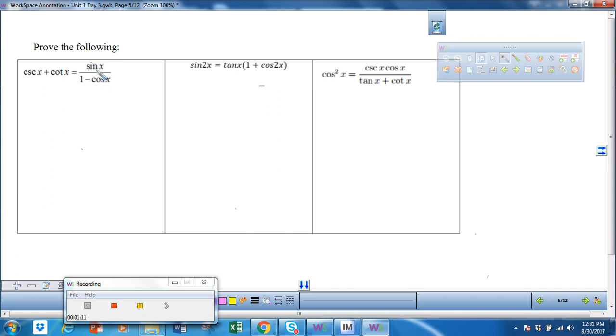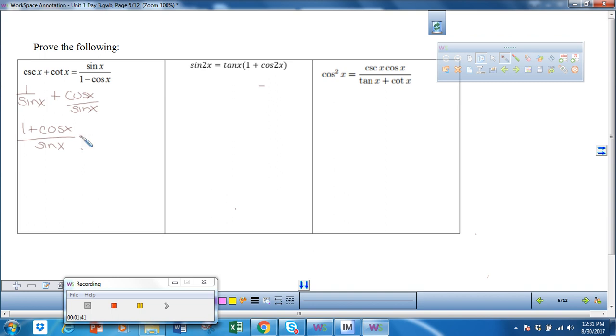Since this is already in terms of sine and cosine, I'm going to start by trying to simplify the left side. So cosecant is 1 over sine x. Cotangent is cosine x over sine x, which this becomes 1 plus cosine x over sine x, because they have the same common denominator. All right, but that does not look like this. So what can I do to this?